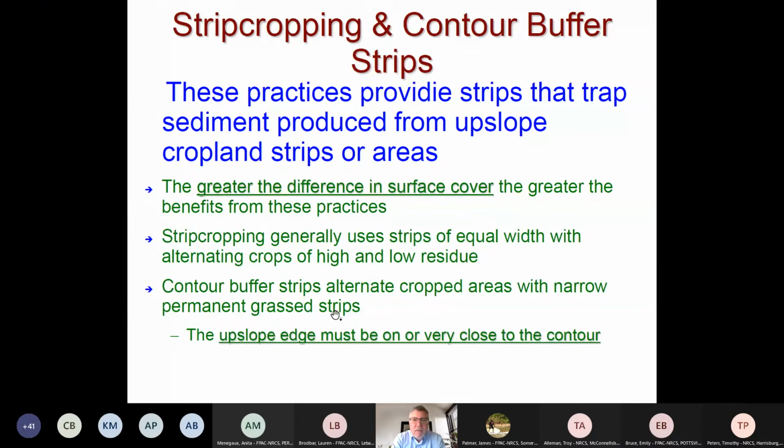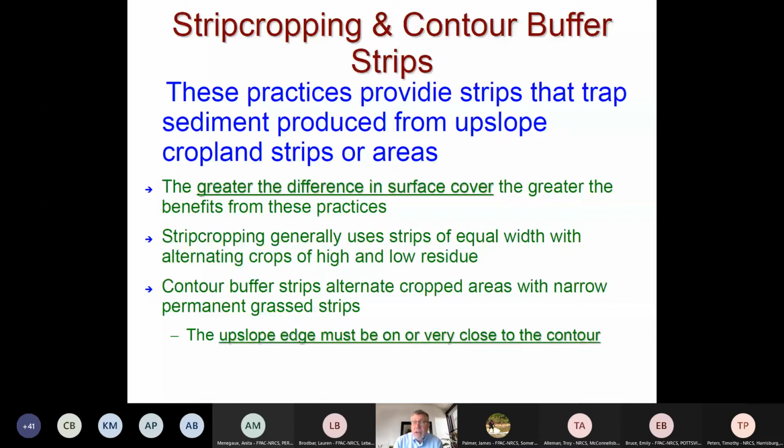Strip cropping and contour buffers, these are practices that provide strips that trap sediment produced from upslope cropland areas when we have runoff. Okay, so in strip cropping, let's talk about contour buffer strips first. If we have a hillside and the producer is wanting to have all corn on that hill slope, but it's a severe slope that is going to have a lot of erosion and a lot of sheet flow over the surface of the soil, okay, the farmer can place a grass buffer strip, 10 or 15 feet, 20 feet wide on the contour going around the slope, and that will slow down the velocity of runoff water and cause some soil to deposit there into that vegetative buffer on its way down the hill.